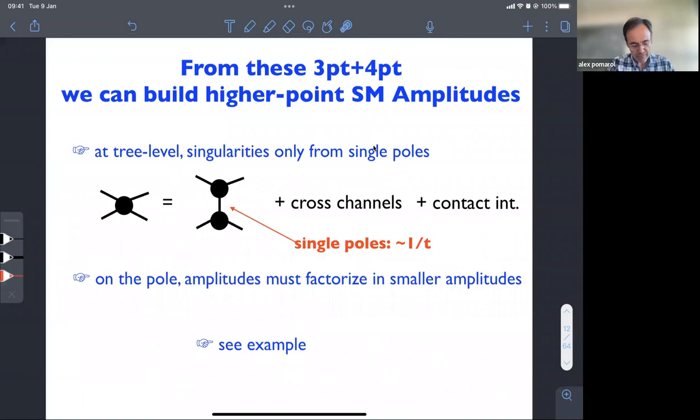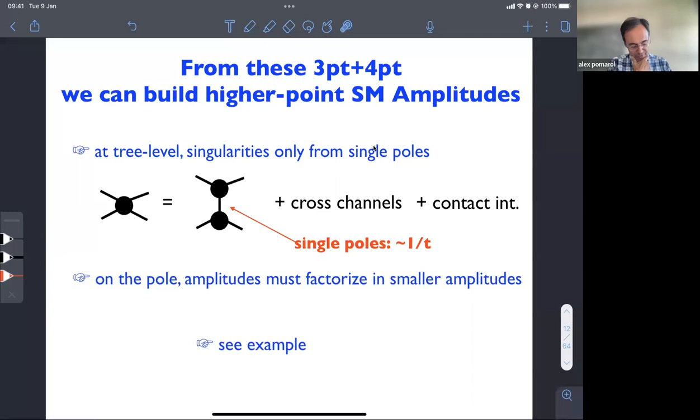Now, as I was saying, I hope it was explained to you. From these 3-point and 4-point amplitudes, you can build any higher-point standard model amplitude. The amplitude has to have the property that singularities come only from single poles, so interchange of particles, for example here in the t channel. And when you go on shell with these particles, any higher-point amplitude must factorize into smaller amplitudes.